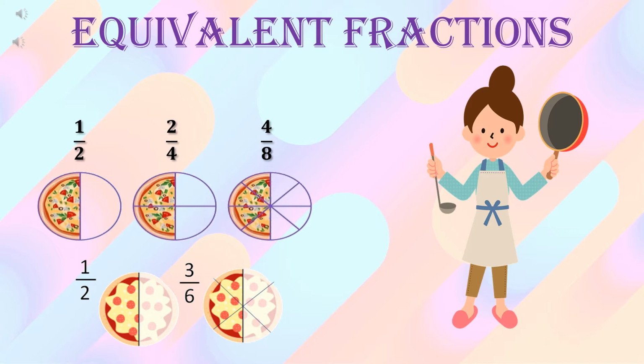If she cuts it into 8 equal parts and you want half of the pizza, how many parts you will take? Yes, 4 parts. That means you will get 4/8 of the pizza. Now suppose she cuts the pizza into 6 equal parts. How many pieces you will get if you want half of the pizza? That's right. You will get 3 parts out of 6. That means 3/6 of the pizza.